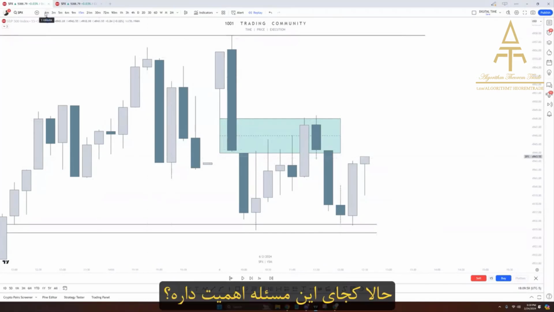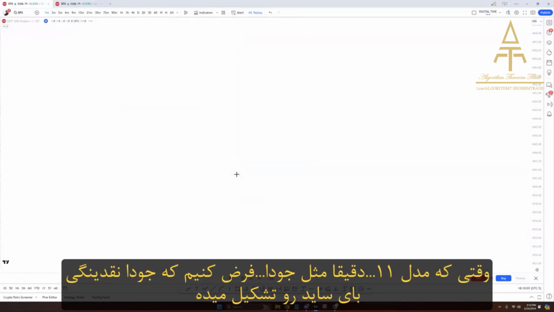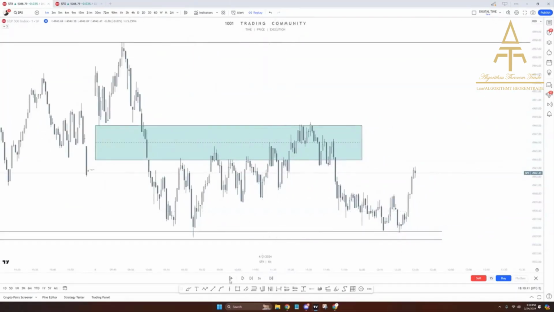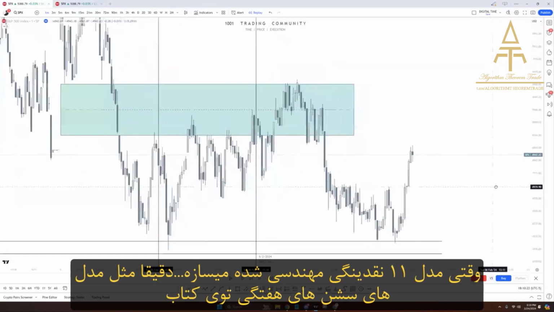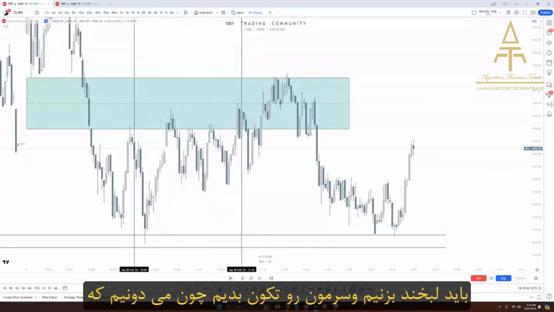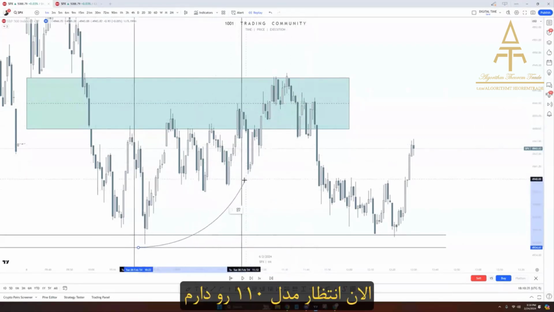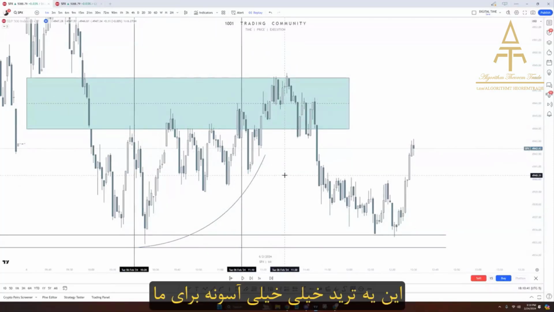So what's important about this? Well, when Model 11, just like Judas, let's say Judas creates buy side, and we all know from the previous lecture that we need to be looking out for that. When Model 11 creates engineered liquidity, just like weekly session models from the book, we need to be smiling and smirking because we know, oh, we have this bearish PD array up here. I am now expecting Model 110. All this beautiful liquidity is sitting right here. This is going to be a very easy trade.